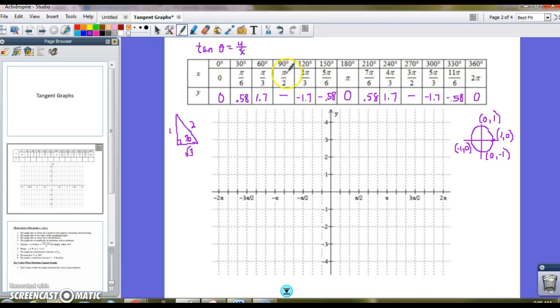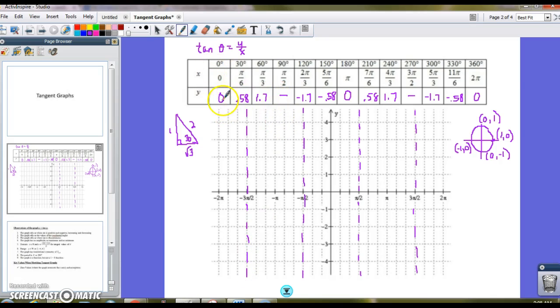So let's go ahead and put in our asymptotes first. So I have one at 90 degrees, or at pi over 2. Then again at 3 pi over 2. Draw that in there. Which would mean I'd also have one at negative pi over 2. So at negative pi over 2, I have one, and at negative 3 pi over 2, I also have an asymptote.